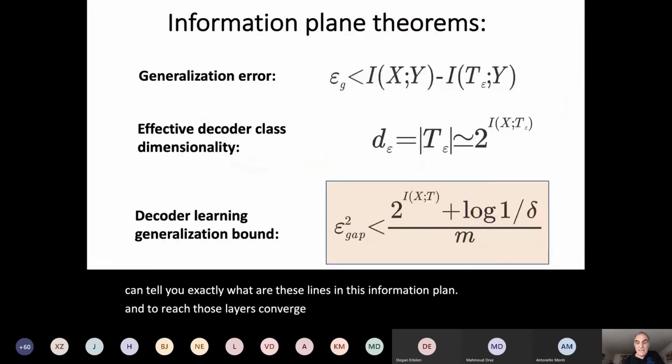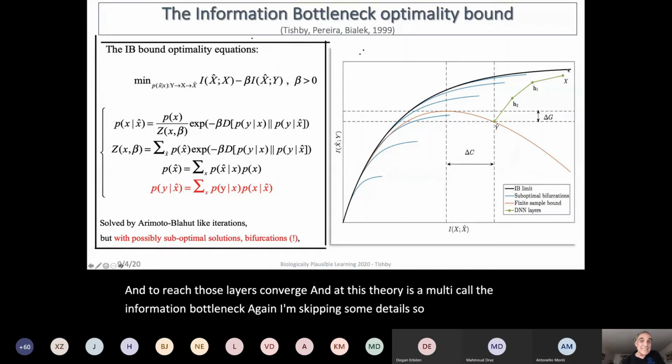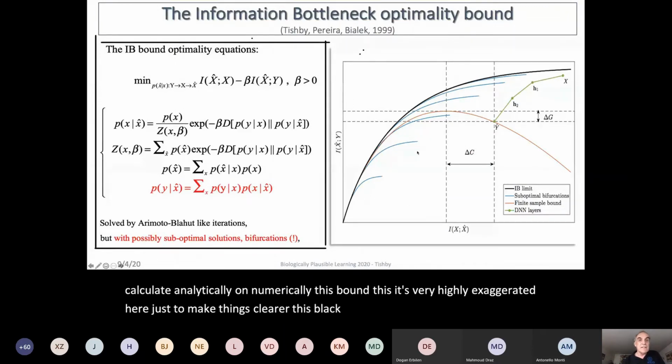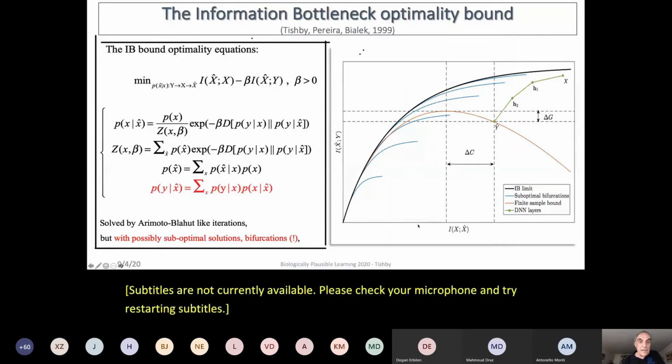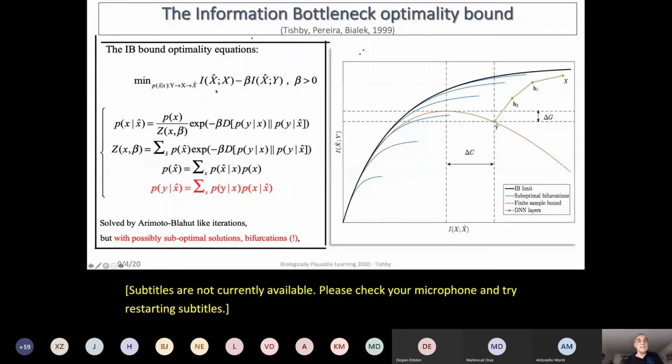And this theory is what we call the information bottleneck. Again, I'm skipping some details, so essentially, you can calculate analytically or numerically this bound. It's very highly exaggerated here, just to make things clearer. This black line here is the compression, a given information about the input, and at the same time, and this can be solved by essentially just solving this theoretical variational problem, minimize the information of the encoder subject to some constraint on the information of the decoder, and this beta is a Lagrange multiplier here, which essentially is just 1 over the slope of this curve, which is very much like a rate distortion function for those who know what it is.